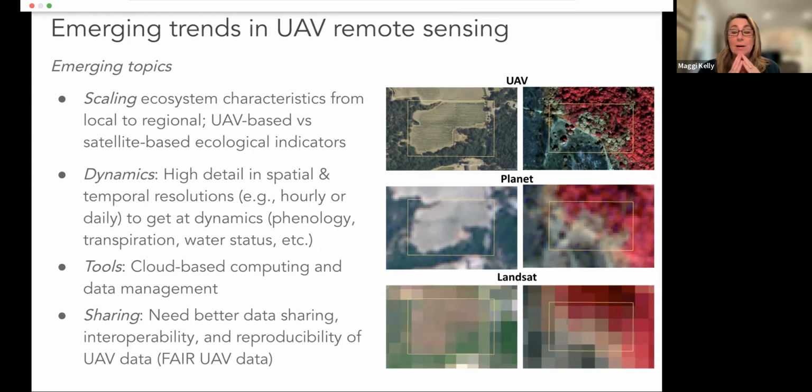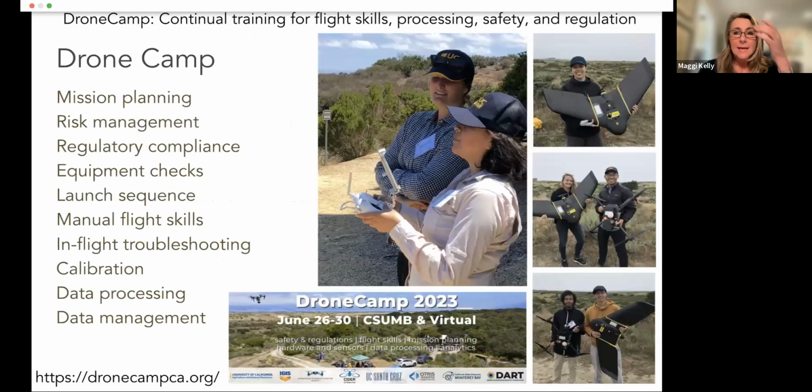We're going to see a concurrent emergence of new cloud-based computing and data management for drone data, which hasn't really emerged completely yet. And then we need to think about, how do we share these data? How do we think about FAIR drone data? And so that last part, how do we think about integrating people into this, brings me to my close on this particular chapter.